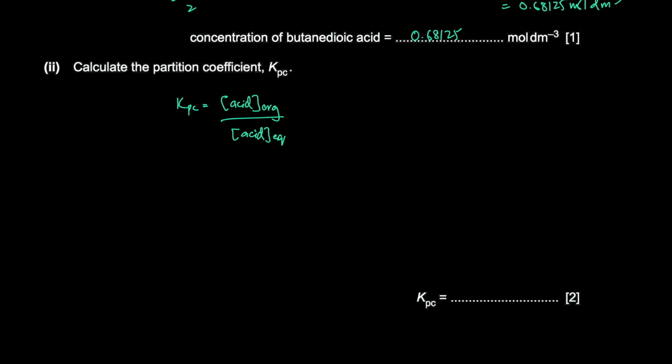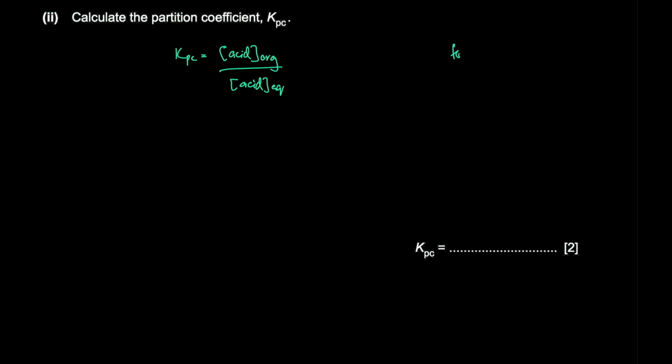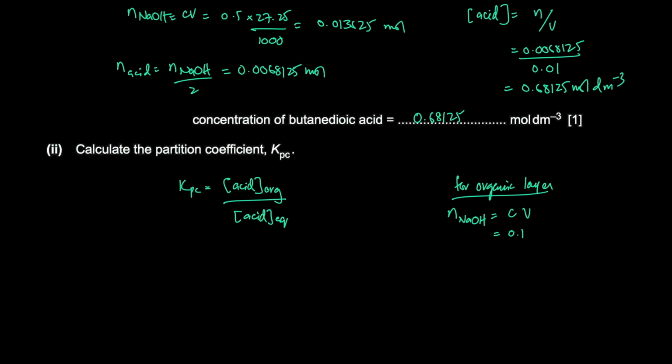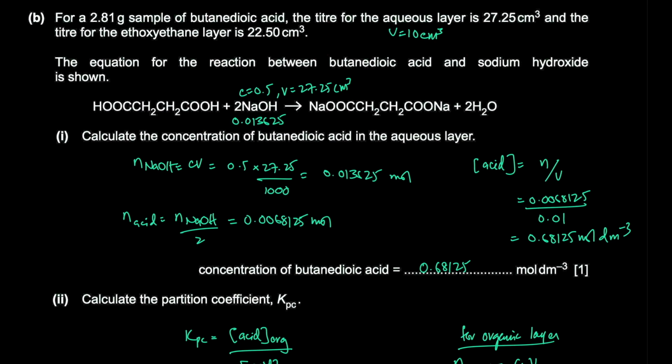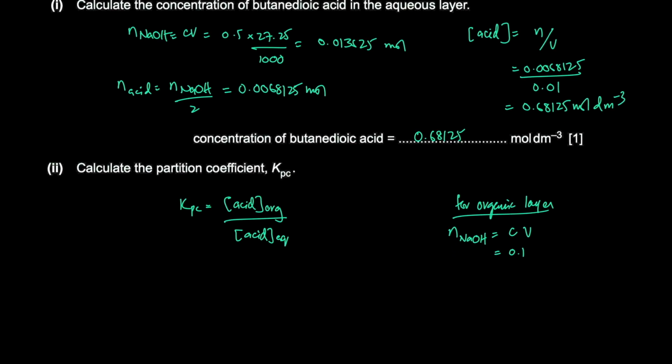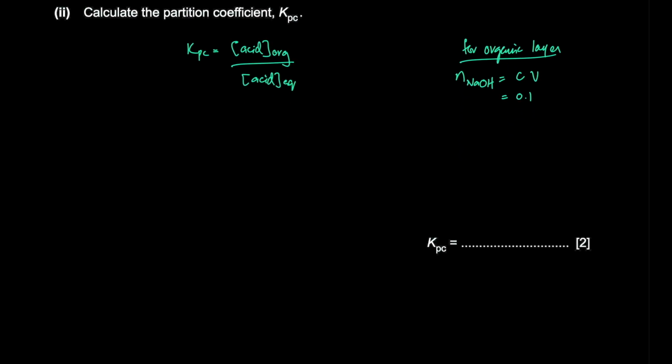So over here for the titration of the organic layer, the number of moles of sodium hydroxide is the concentration times the volume. The concentration was 0.1 mole per dm cube this time, and the volume is 22.5 centimeter cube. 0.1 times 22.5 divided by 1000 gives us 0.00225 moles.